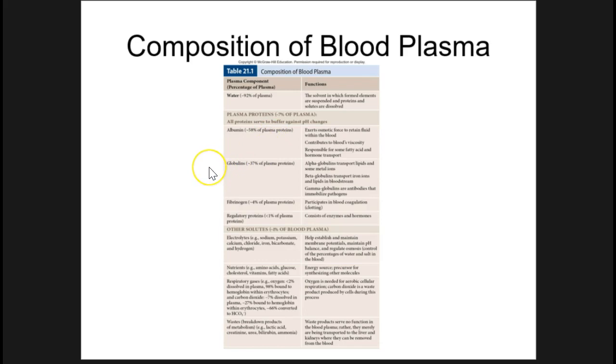Globulins are going to be part of our immune system. They're going to be part of transporting those antibodies. Immunoglobulins is another word for antibody. And fibrinogen is going to help us clot.